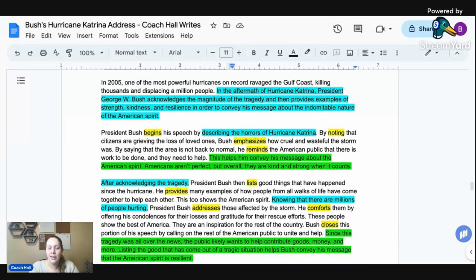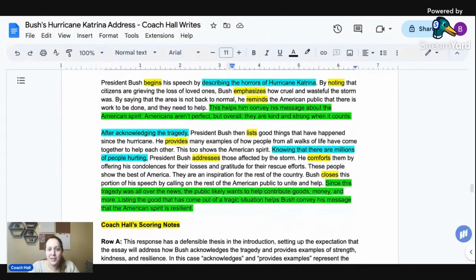Now, in the prompt that we looked at yesterday, it just said convey his message. So we had to figure out what the message was. Sometimes the message or argument or purpose is provided for you, in which case it's okay to use that wording, but it generally helps if you dig a little bit deeper and use more specific phrasing than what the prompt provides. Now let's look at this first paragraph here.